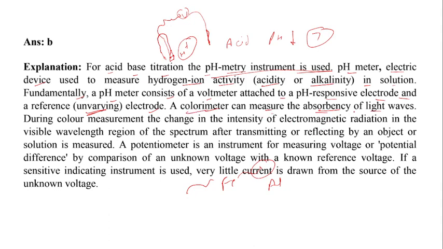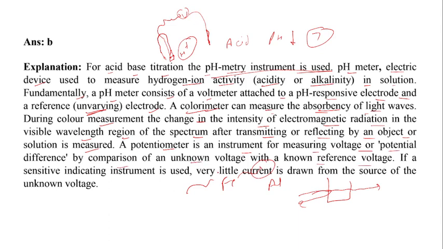Colorimetry can measure the absorbency of light, where during color measurement the change in the intensity of electromagnetic radiation in the visible wavelength region of the spectrum after transmitting or reflecting by an object or solution is measured. So from the solution it will be transmitted or reflected. Both ways are possible. Transmitting means it is passing through the solution, and reflecting means it is reflected by the solution.